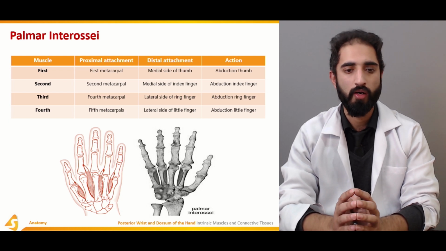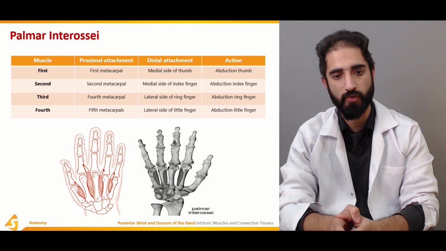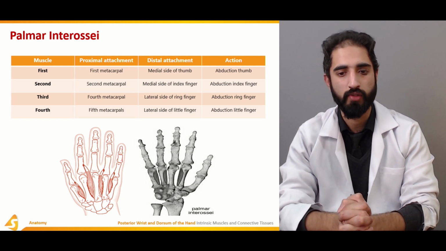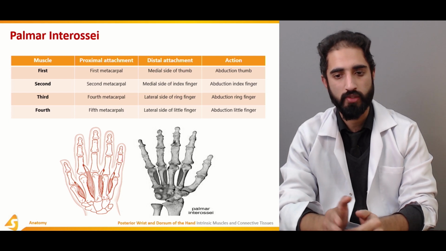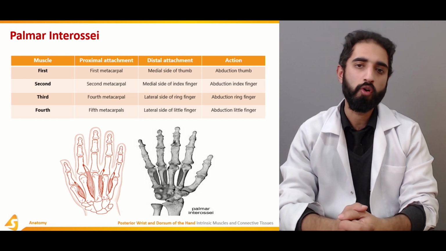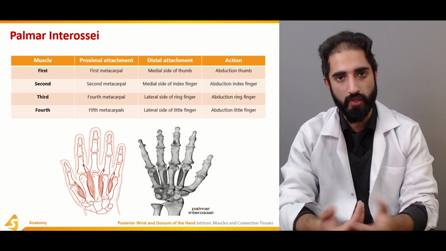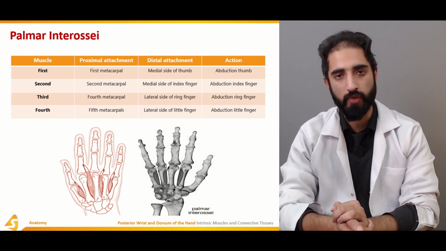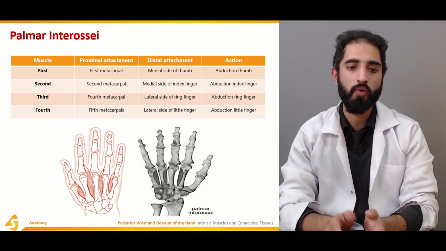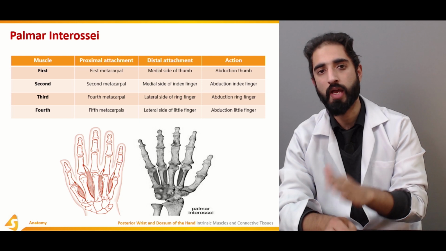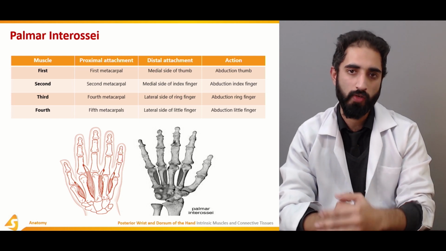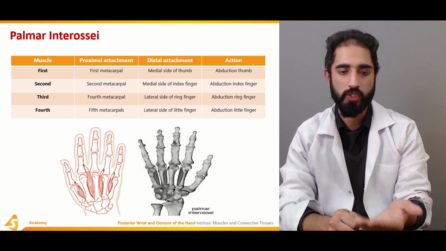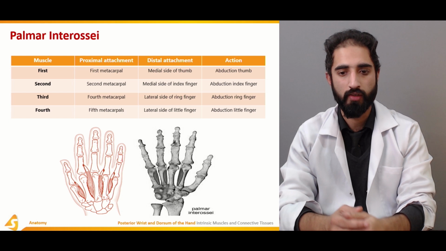The third palmar interosseous has its proximal attachment at the fourth metacarpal, and its insertion into the lateral side of the ring finger, and thus it causes the abduction of the ring finger. The fourth palmar interosseous has its proximal attachment at the fifth metacarpal, and its attachment at the lateral side of the little finger, causing abduction of the little finger. It is important to note that there was no dorsal interosseous having its attachment site with the little finger. However, there is no palmar interosseous which has its attachment with the middle finger.